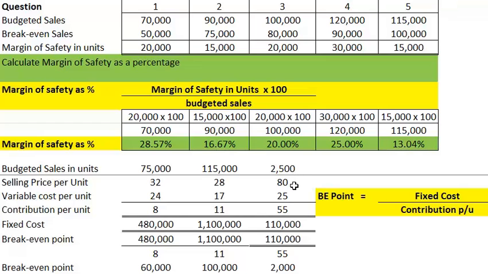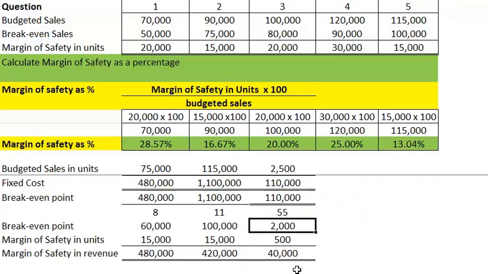2,500 units. Selling price is 80 pound. Variable cost per unit is 25 pound. Every unit is contributing 55 pound toward the fixed cost. Fixed cost given to us is 110,000. In order to calculate break-even point, we will divide fixed cost by contribution per unit. 110,000 divided by 55 pound per unit contribution, we arrive at break-even point of 2,000 units.